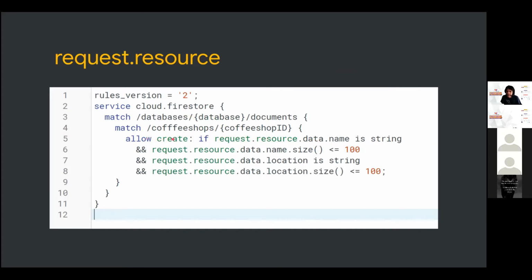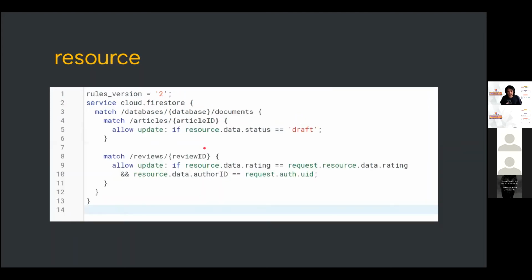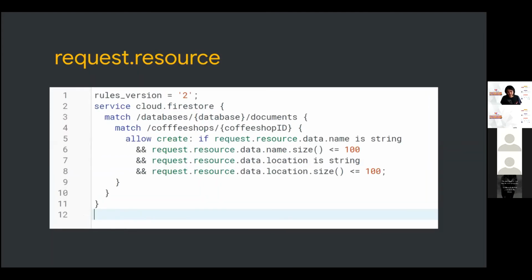So here we only allow creating coffee shops if the coffee shop name and the coffee shop's location are defined and their lengths, or size in security rules syntax, is less than or equal to 100. And if it's not, then the request will be rejected by Firebase. So that's request.resource. Those are the two things primarily checked in the incoming request: the current user and the data being sent.